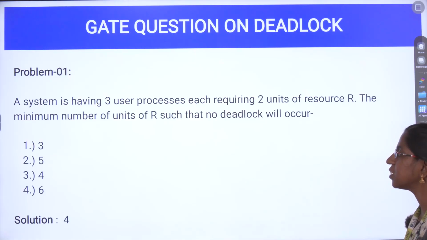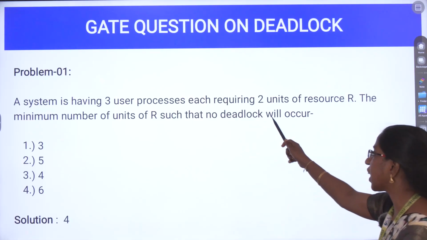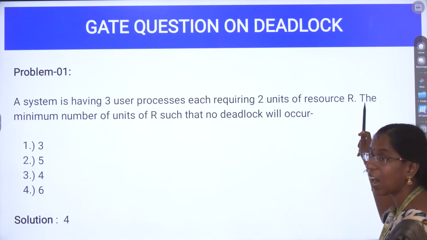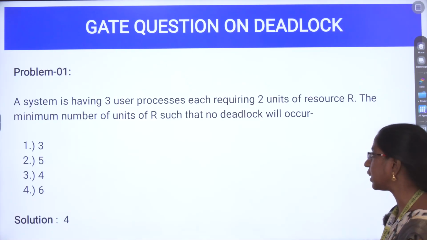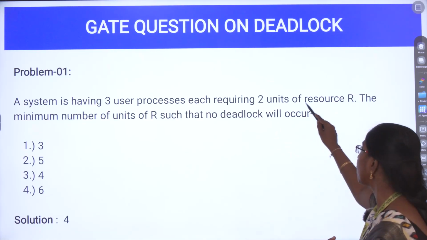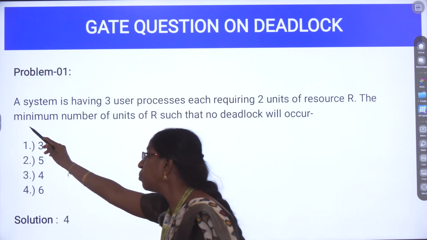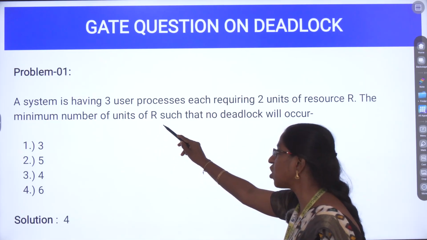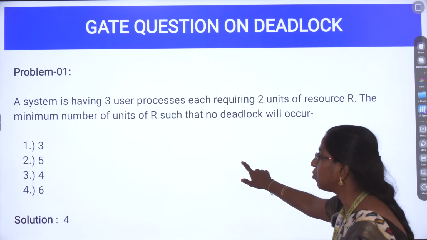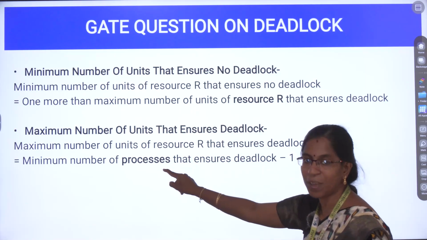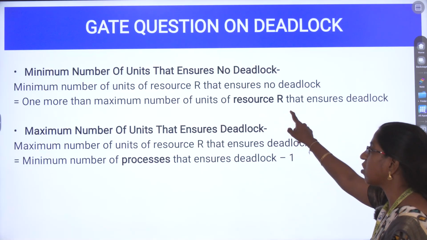The first question: a system has 3 user processes, each requiring 2 units of resource R. So we have 3 processes, P1, P2, P3, each one requesting 2 units of resource R. The question asks for the minimum number of units of R such that no deadlock will occur. Already I told you there are 2 types of questions, minimum and maximum. Minimum means we have to add 1 to the units of resource R.